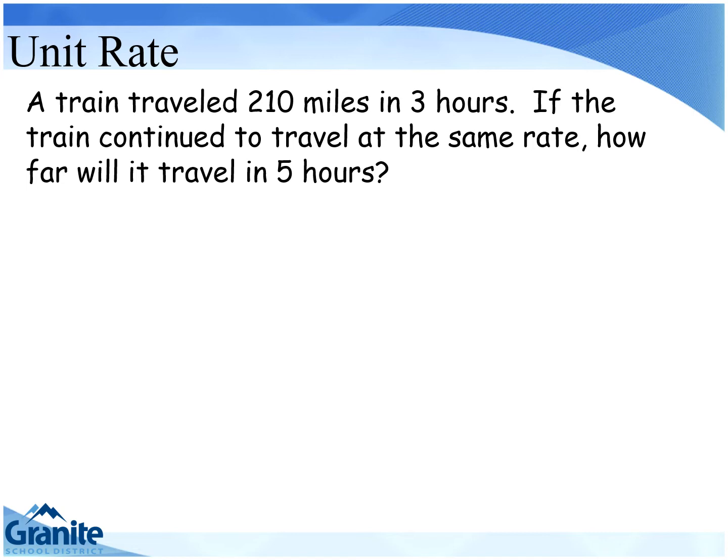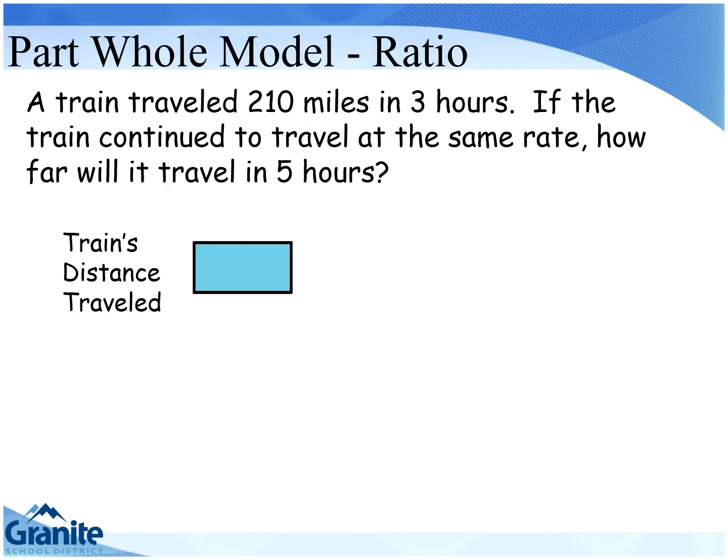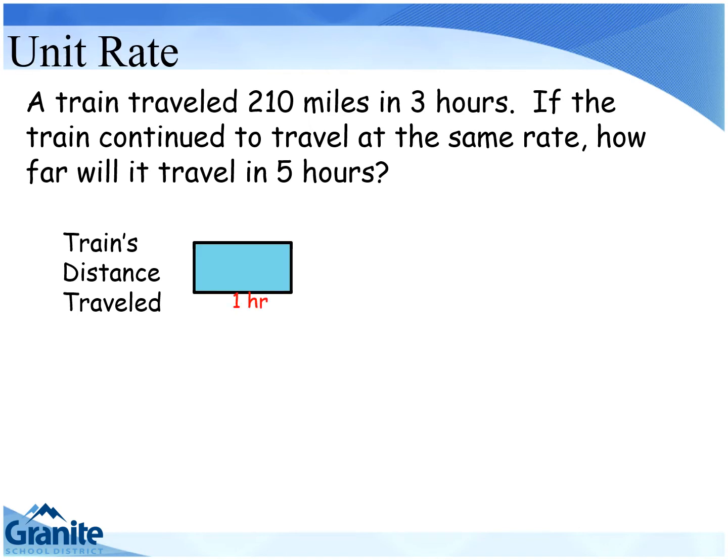Okay, it's not really a who, but the first problem is about a train. And the what, this train is traveling. So I'm going to write down there the train's distance traveled. Okay, the next step was to draw a bar to represent 1 unit for that variable. Okay, so there's our bar. That's going to represent our 1 unit or 1 hour, our unit rate.